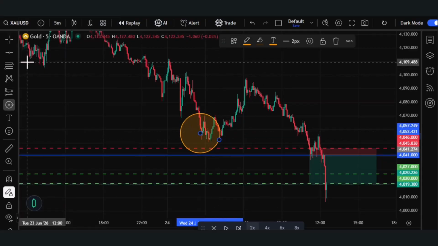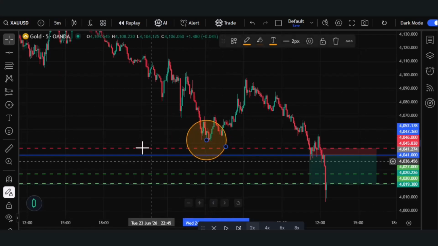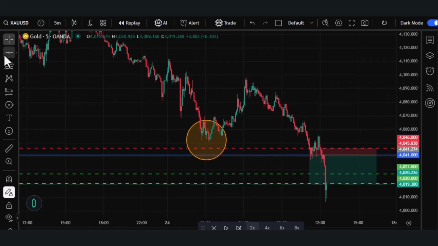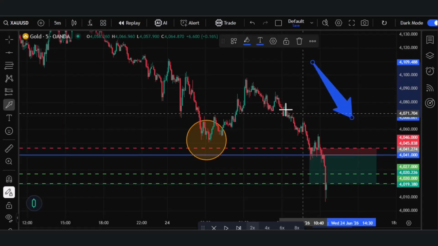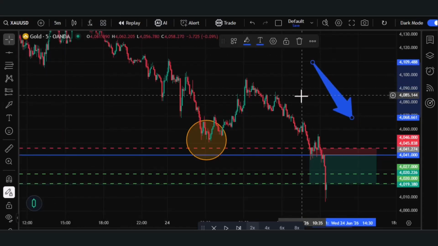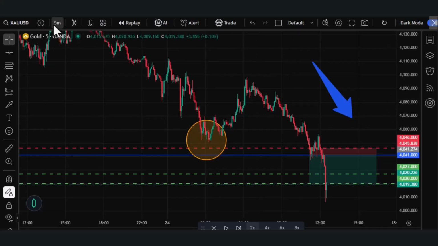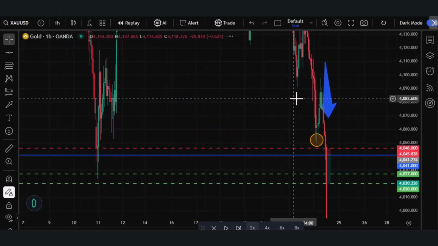In this part, I'm showing with this circle that there was a resistance here which was broken, and from a trading perspective it made sense that after the breakout and with the clear downtrend we would want to enter a sell trade.